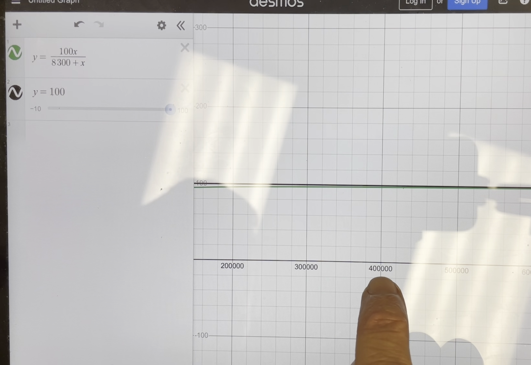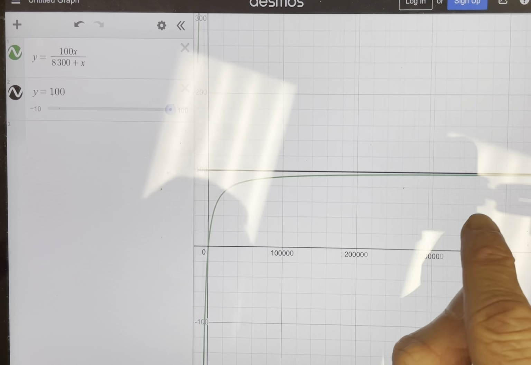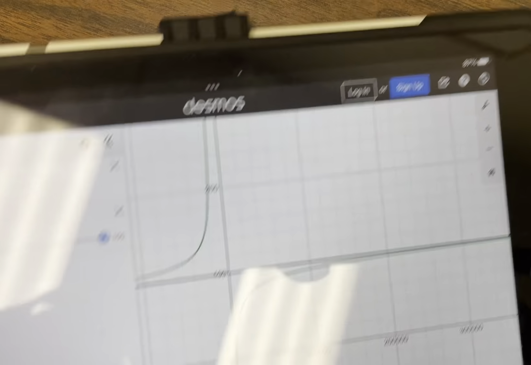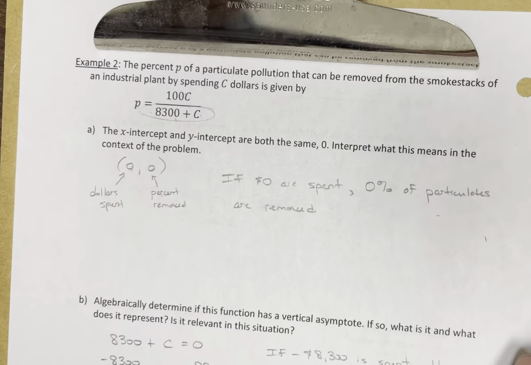We're up to spending $400,000 here. So what this is telling us is you can keep on spending and spending and spending. You are never going to remove precisely 100%. You may remove 99.999%, but you will never remove 100% because of the horizontal asymptote.